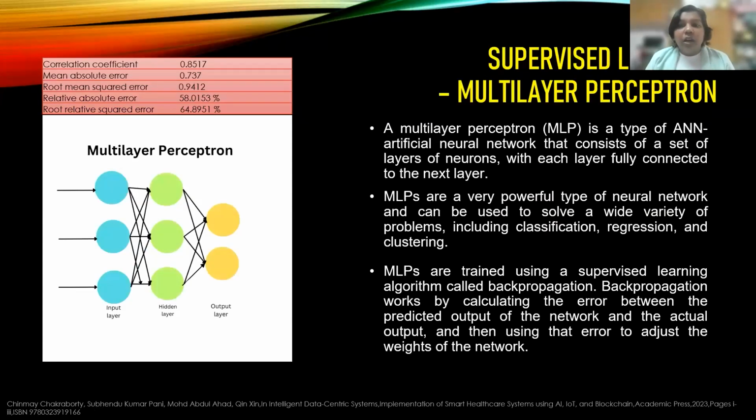And finally, we applied data to a multi-layer perceptron. It's a type of artificial neural network, and it has layers one above the other. And when we applied this technique, we were able to get the R value as 0.8, and mean absolute error was 0.7, and root mean squared error was 0.9.